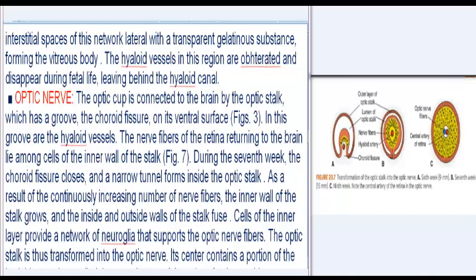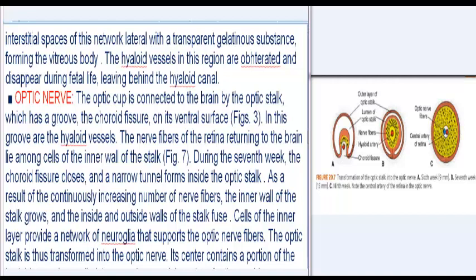Optic nerve. The optic cup is connected to the brain by the optic stalk, which has a groove, the choroid fissure, on its ventral surface, Fig. 3. In this groove are the hyaloid vessels. The nerve fibers of the retina returning to the brain lie among cells of the inner wall of the stalk, Fig. 7. During the 7th week, the choroid fissure closes, and a narrow tunnel forms inside the optic stalk.